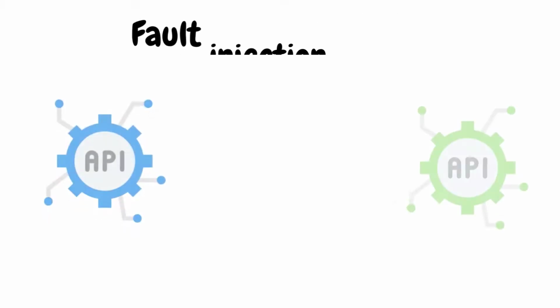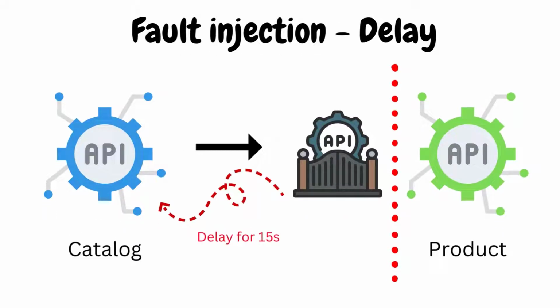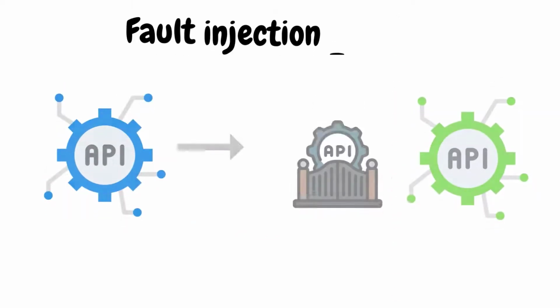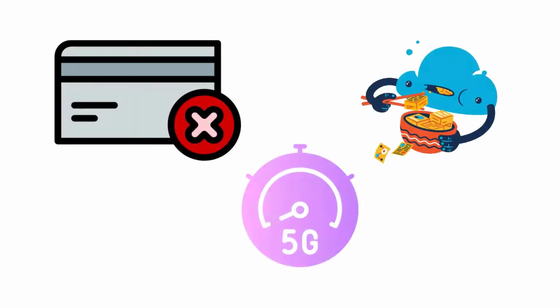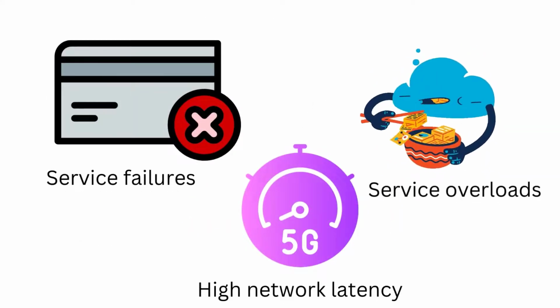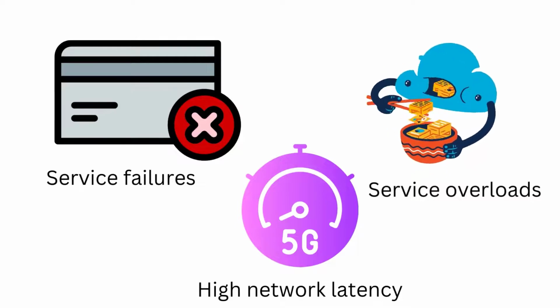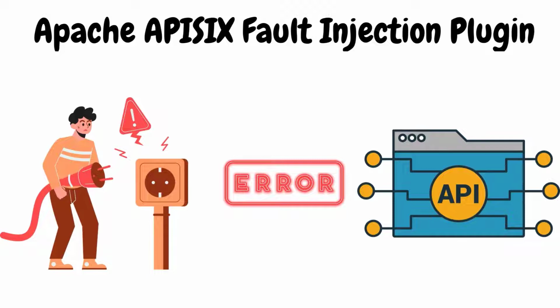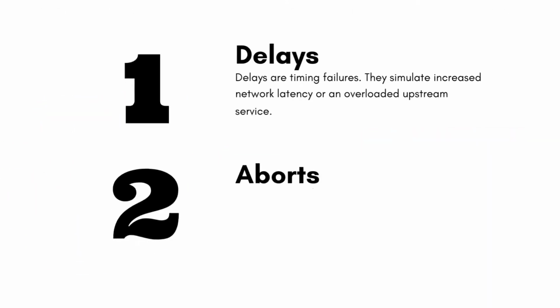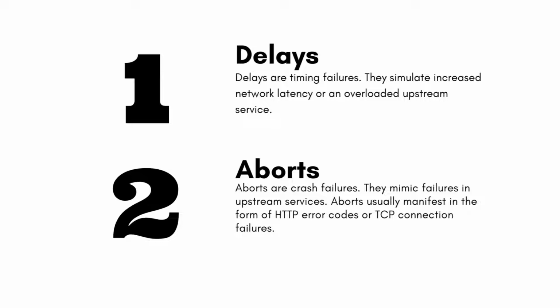The technique can be used to inject delays or abort requests with user-specified error codes, thereby providing the ability to stage different failure scenarios such as service failures, service overloads, high network latency, network partitions, etc. The Apache APISIX fault injection plugin also offers a mechanism to inject errors into our APIs and ensure that our resiliency measures are effective. APISIX works in two different modes, both configured using the fault injection plugin: delays or aborts.